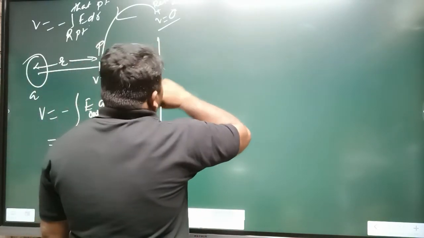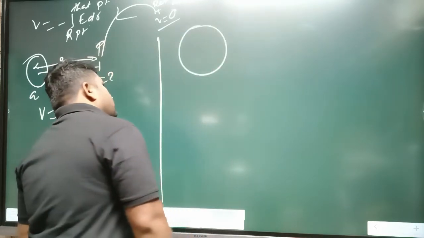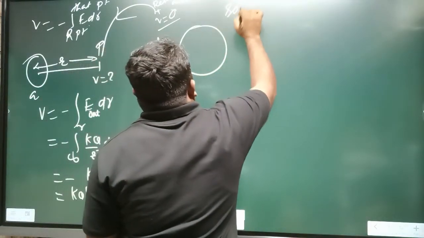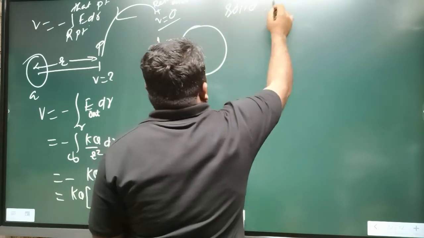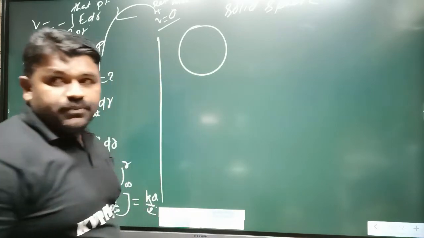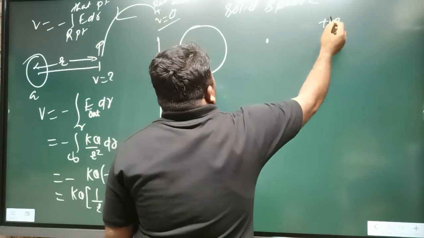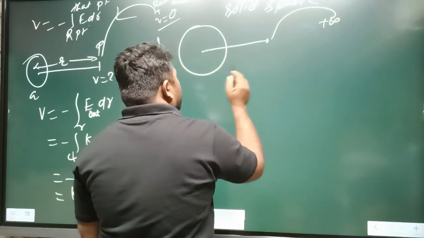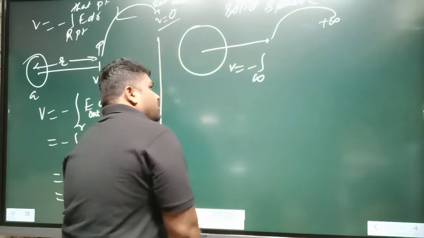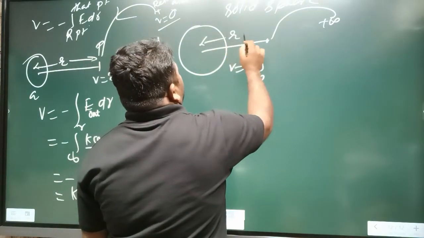Okay. Next. Suppose we take the system as a solid sphere. We can find out the potential at different points. First we find the V out. The point is here, from infinity to that point. What is the potential? It is equal to minus integral from infinity to that point. This distance is smaller, yes or no?